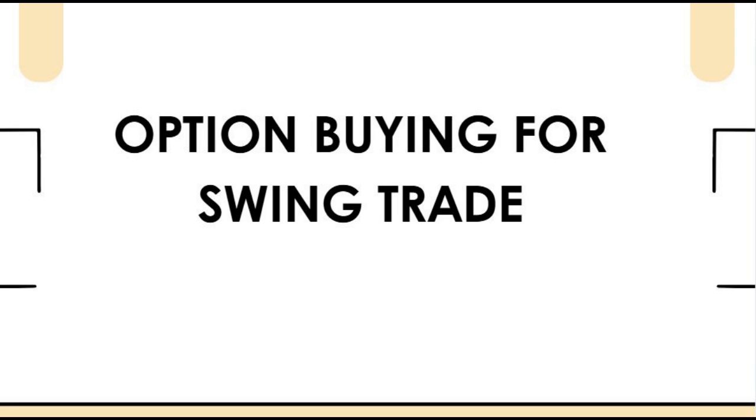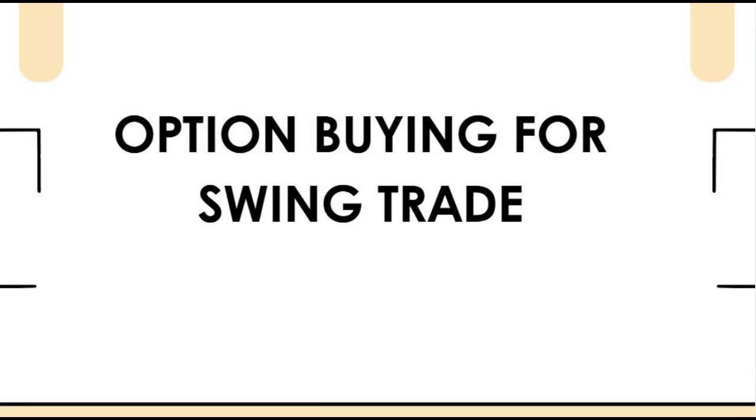Okay, so today we are going to look at an option strategy for swing trades. We are going to buy call options at a support level, or we are going to buy put options at the resistance level. So we need to find the support and resistance level of an index, Nifty or Bank Nifty, or any other stocks even.